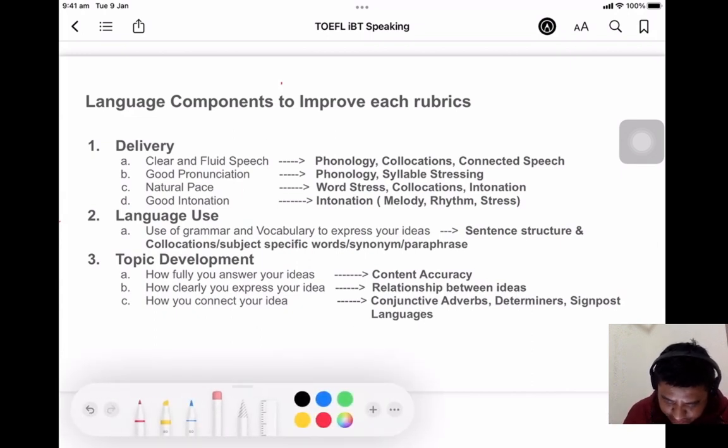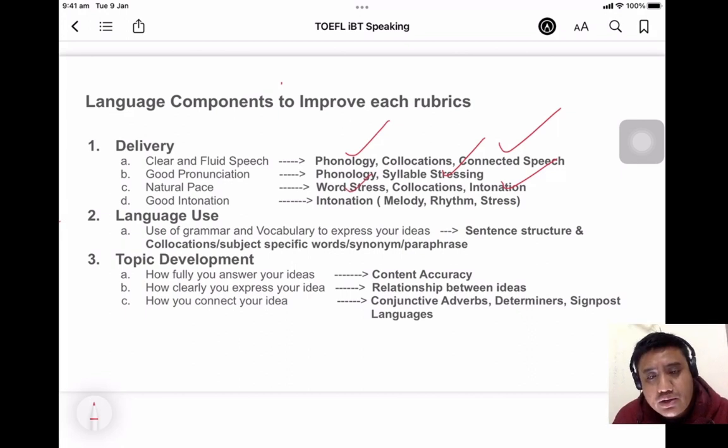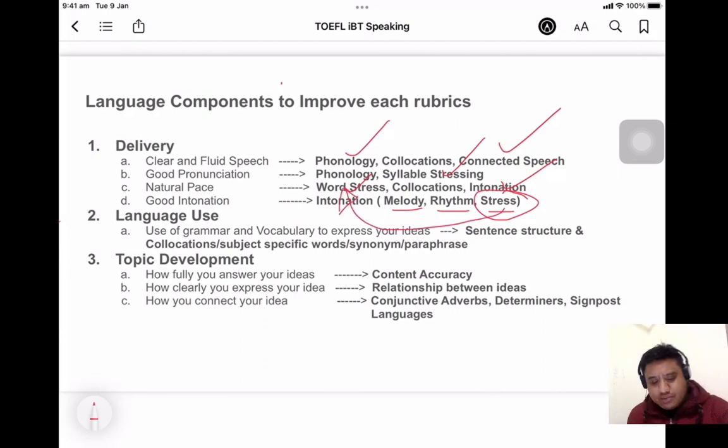So the link that I gave you covers phonology. It covers connected speech. It covers syllable stressing. It covers intonation, right? And then it covers word stress, right? Word stress is usually part of the intonation. When we talk about intonation, we talk about melody, rhythm, and stress. And this stress is nothing but the word stress that we're talking about, right?